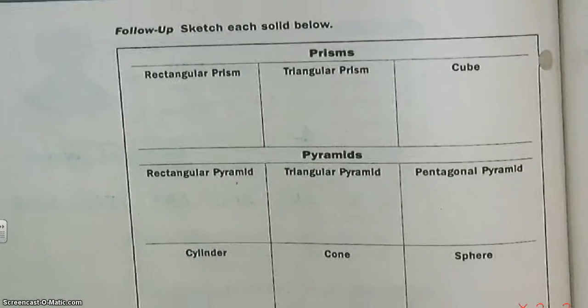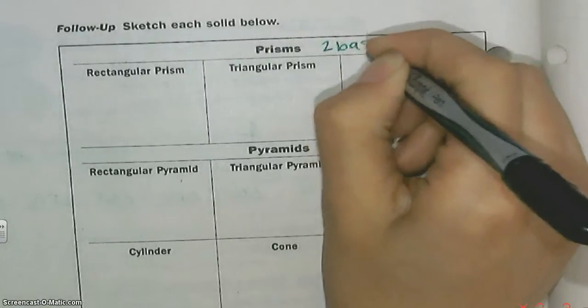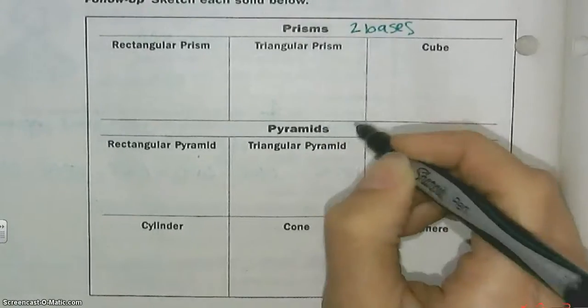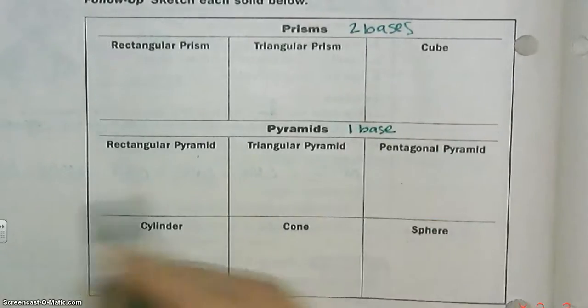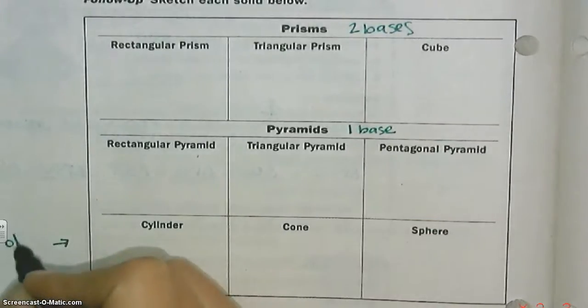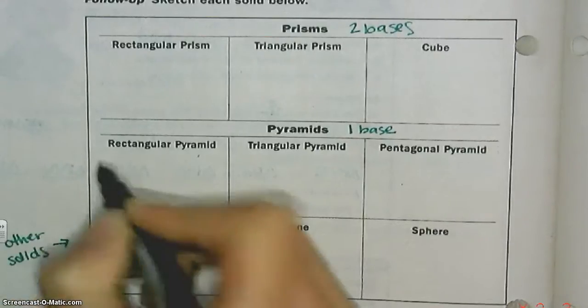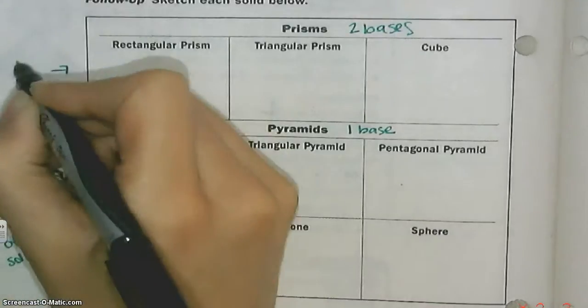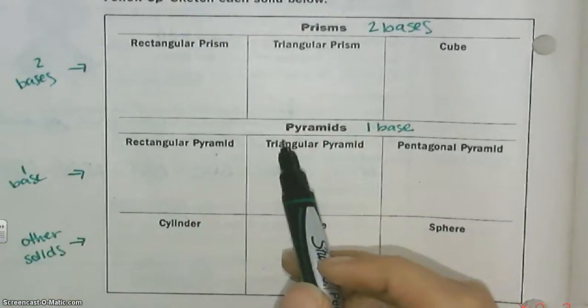So here, more sketching, where prisms have 2 bases. Pyramids have 1 base. And these just down here are other solids. So 1 base for each of these, 2 bases for those. We just did triangular prisms, so you should be able to do that.